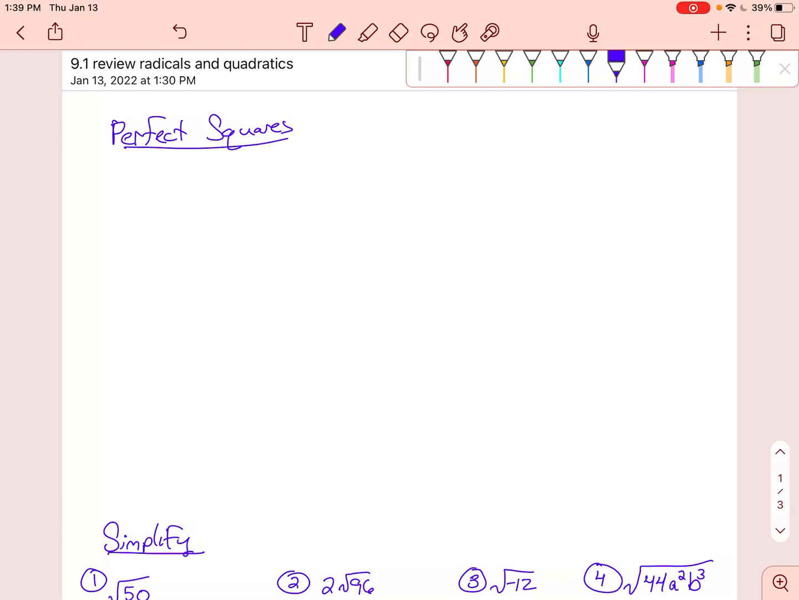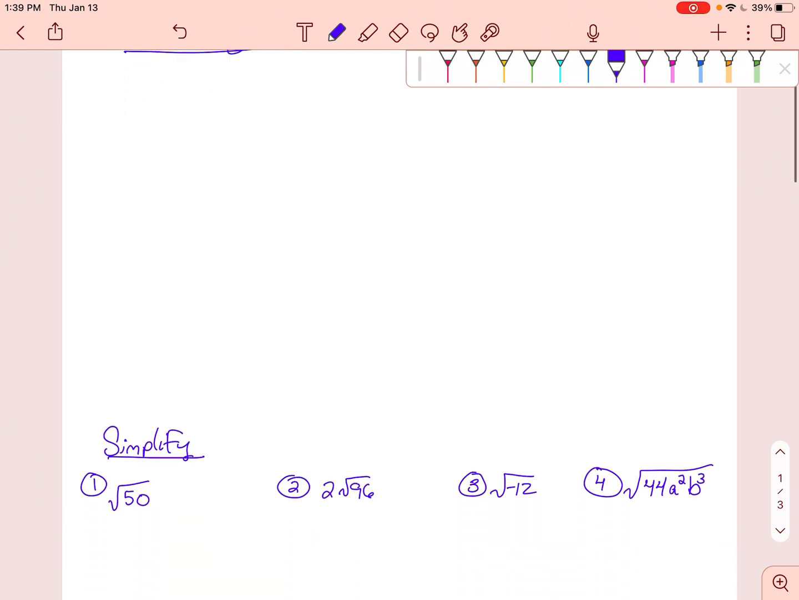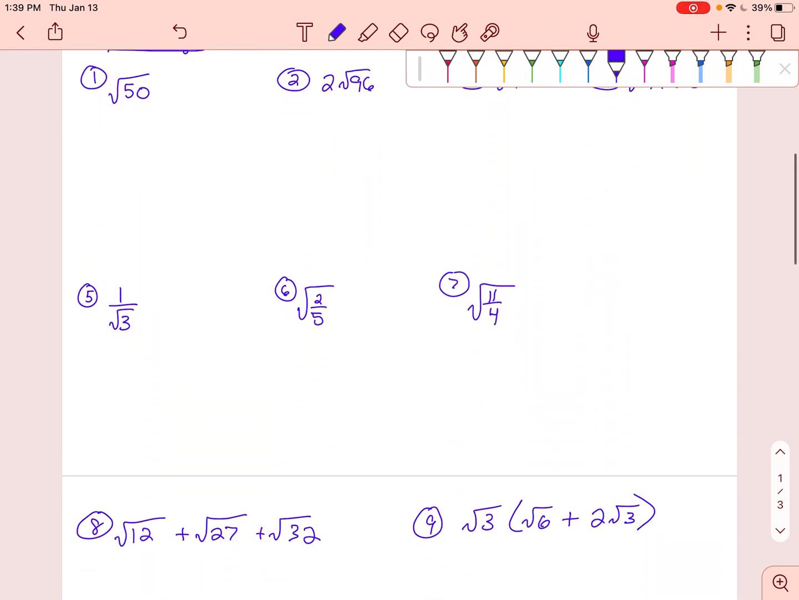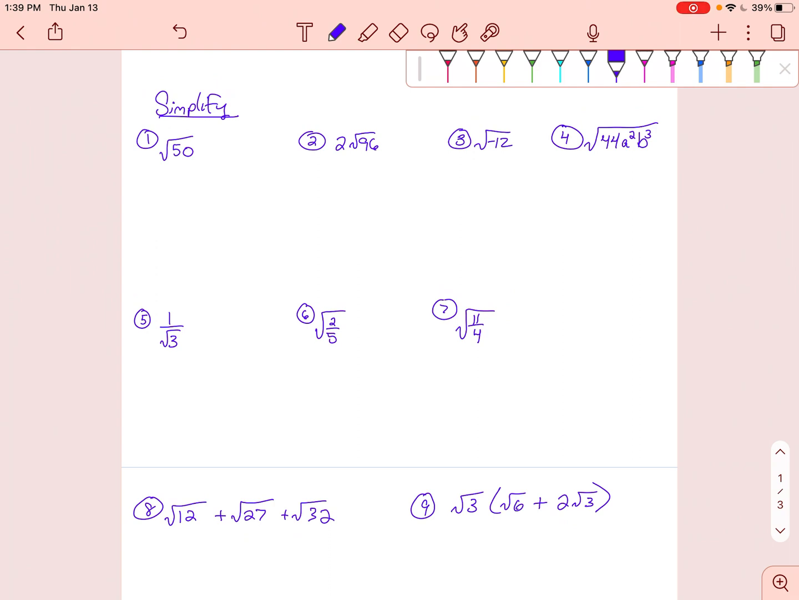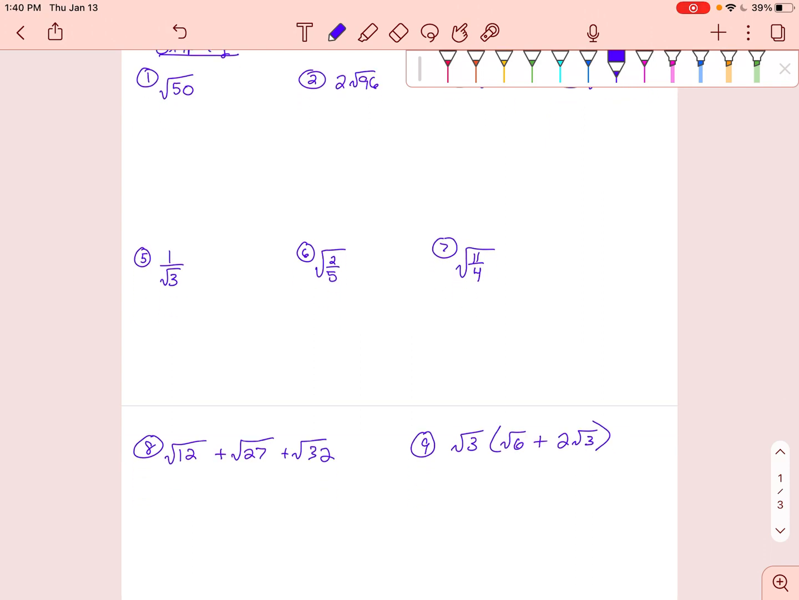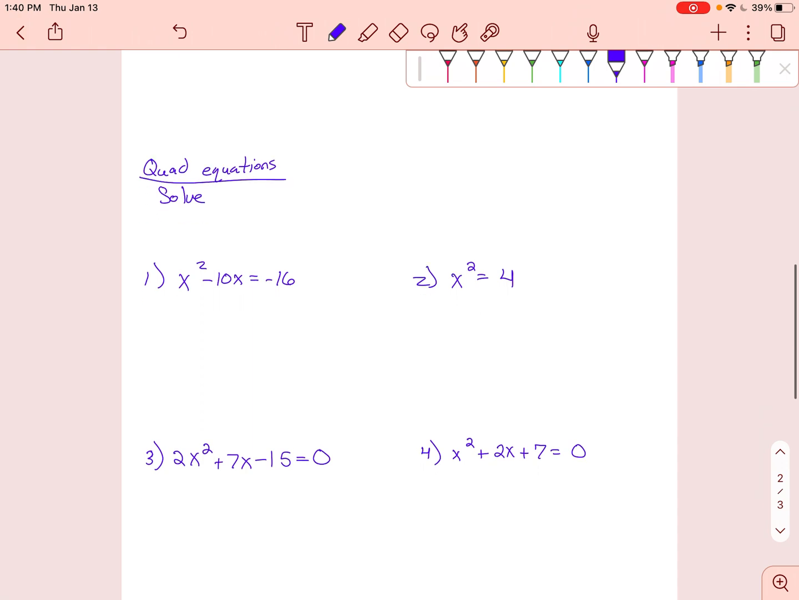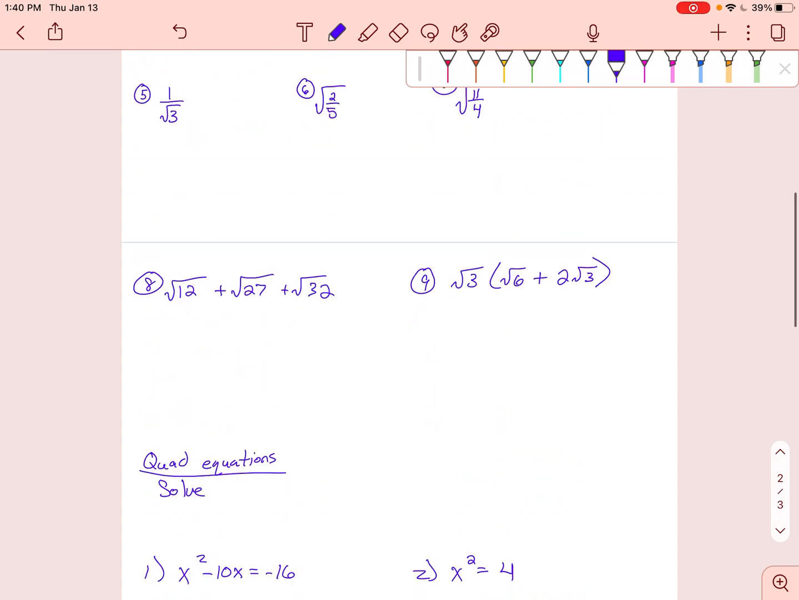Okay, so this one's going to be a long one, so I just want to preview what I'm going to go over. So the first thing we're going to talk about is perfect squares. The next thing we're going to go over is how to simplify all of these different radicals. So if that's something that you need help with, it's going to be towards the beginning of the video. And then the last thing I'm going to do, so if you need to fast forward to the end of the video, I am going to be solving quadratic equations, okay?